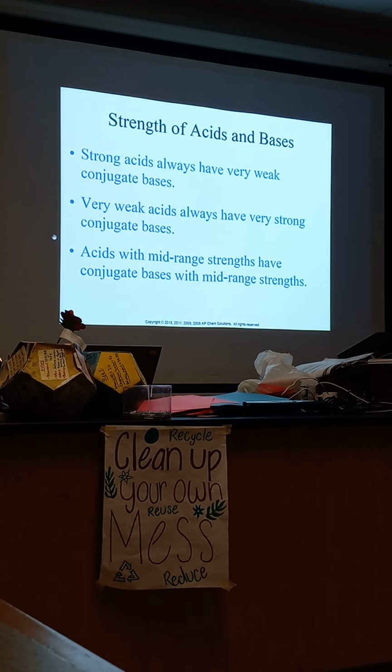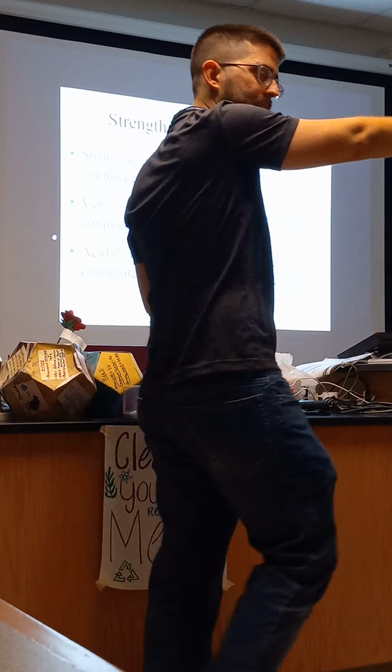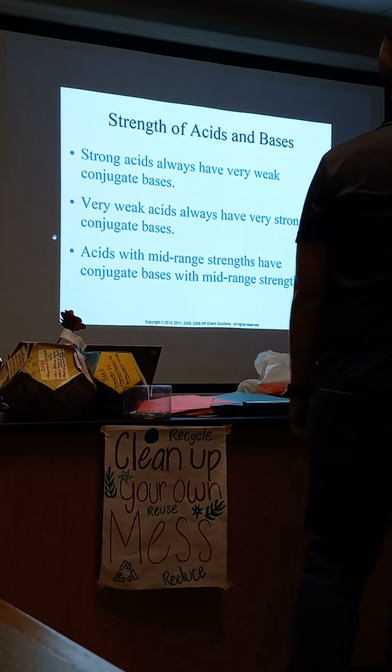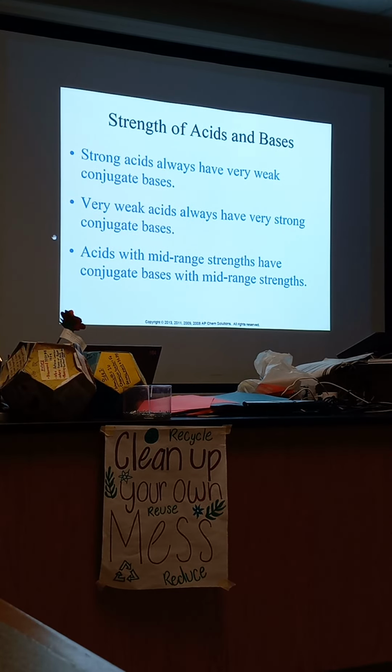All right, so strength of acids and bases. Strong acids always have very weak conjugate bases. And guys, you want to know why? Because of equilibrium. It's kind of like a tautology. It's strong because it's strong. If it pushes to the other side, it's strong because the other side is unable to push back. The conjugate is weaker, so it can't push it back. That's bullying.